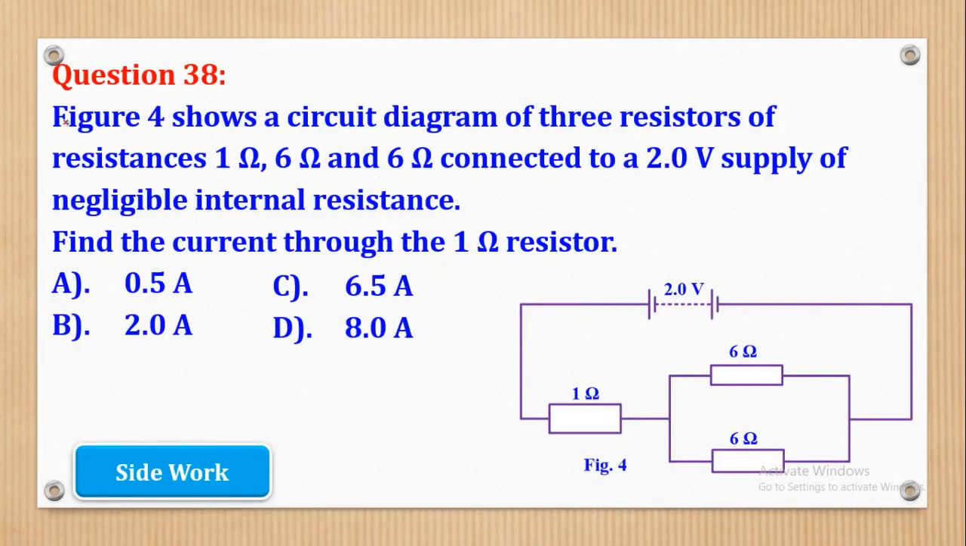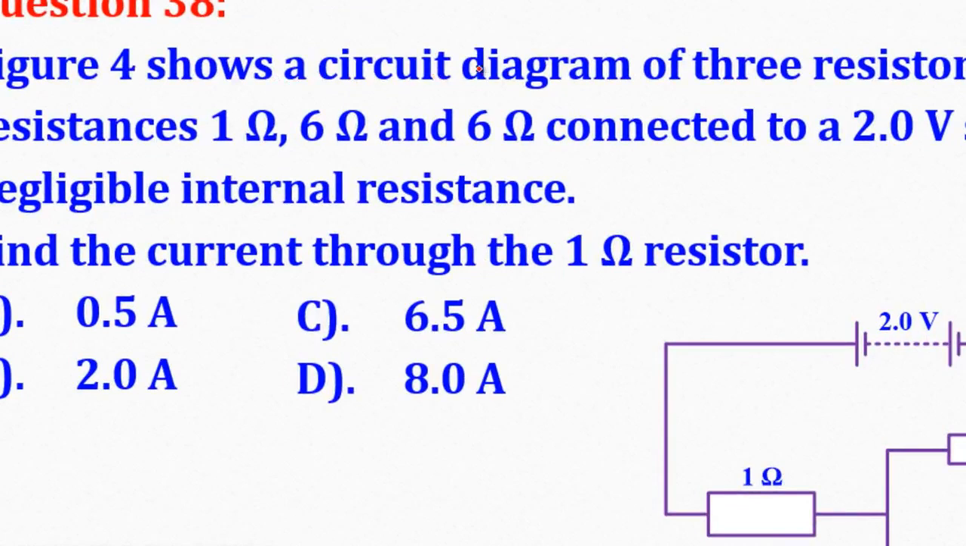Question 38 says, Figure 4 shows a circuit diagram of 3 resistors of resistance 1 ohm, 6 ohm, and 6 ohm connected to a 2 volt supply of negligible internal resistance. Find the current through the 1 ohm resistor. So this is our circuit diagram. Before we do the calculation, let's first see the simulation of this circuit, how it operates.